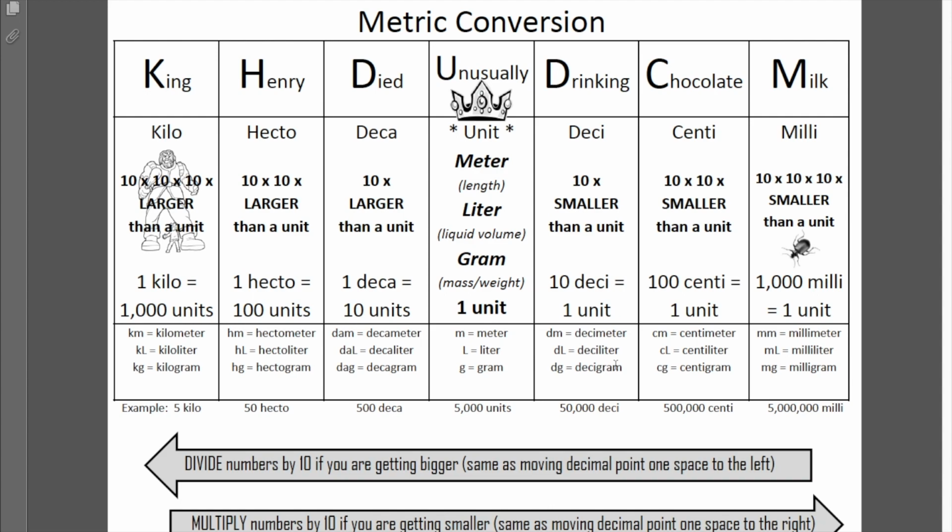Let me know if you have any questions in class, and I'll be more than happy to help you. The one thing I would like to point out before I forget is that deca is characterized by a capital D, and deci is a lowercase d. So please keep that in mind when you're working in my class. Deca is a capital D, and deci is a lowercase d.